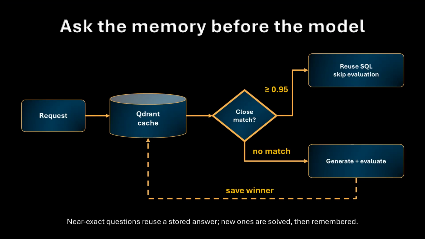Here is the trick: ask the memory before you ask the model. A request comes in. Before doing any work, Flow checks the Qdrant cache for a close match. If it finds a near exact one, similarity above 0.95, it reuses that stored SQL and skips evaluation entirely. If there's no match, it generates and evaluates as usual. And either way, the winner gets saved back to the cache. Old questions are answered instantly. New ones are solved, then remembered.